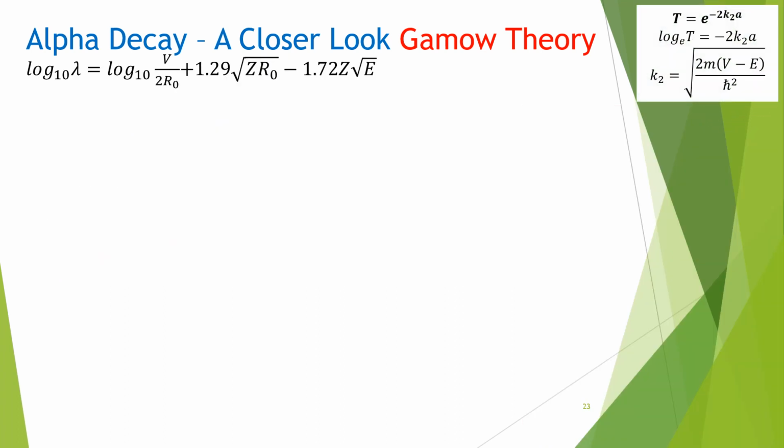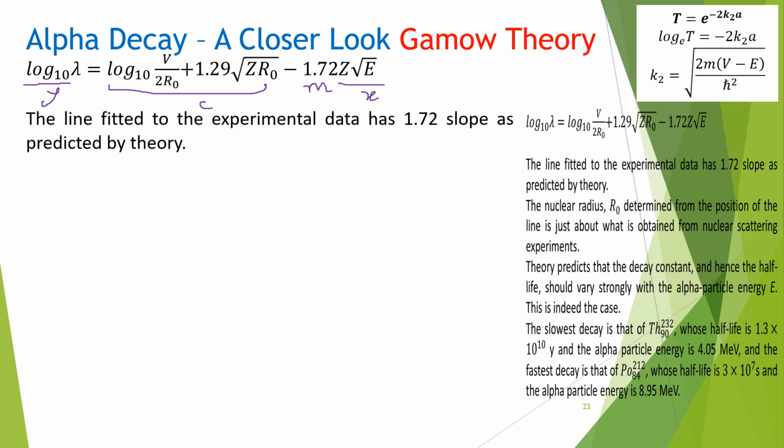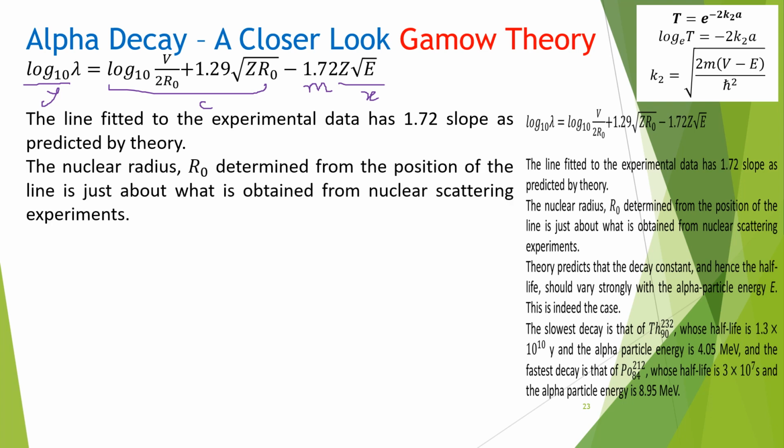Now as I said here, this being your x and this quantity being y, this slope is minus 1.72 and this quantity is c. Now this fits very well. You can see all the data points around a line, and the least square fit of the line offers 1.72 slope, which is exactly matching as per the Gamow theory.